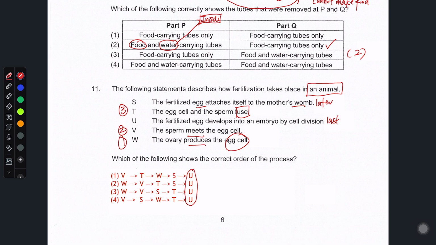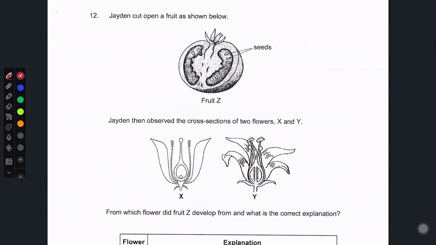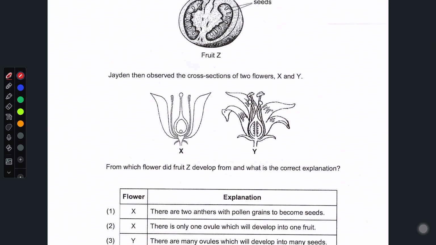So the fertilized egg will attach to the womb. Then it will develop into an embryo by cell division. That means it will continue to divide from one fertilized egg to become many cells, and then the baby will eventually be developed. So W, V and T, S and U. So the answer is number 2. Okay, so I have to see it very correctly. So Jaden cut open a fruit as shown, and you see there are many seeds.